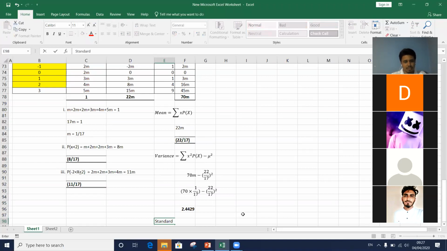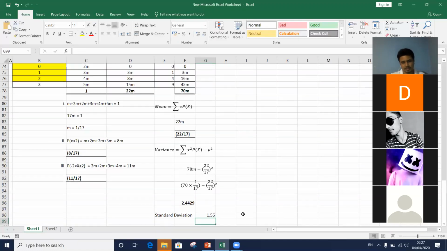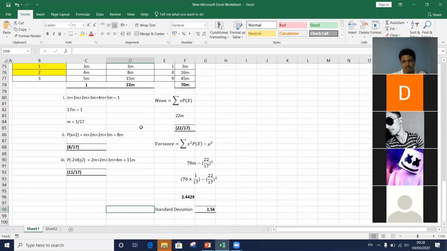In order to find the standard deviation, we need to consider the square root value of this. The square root value should be 1.56. Right. Okay.